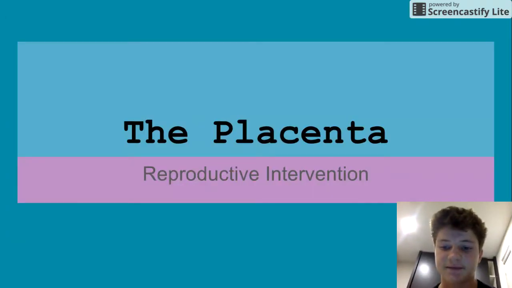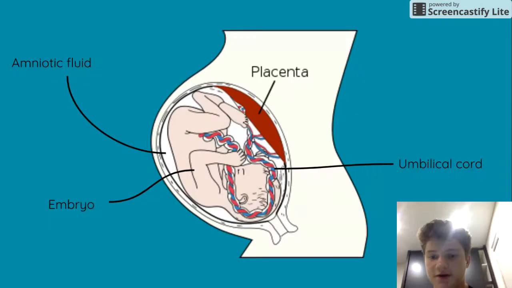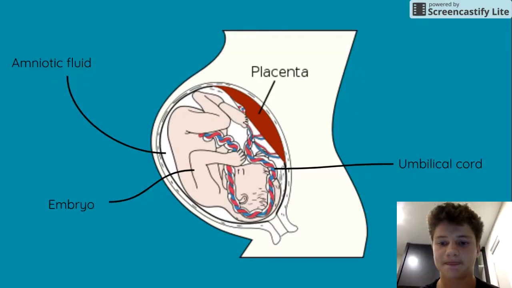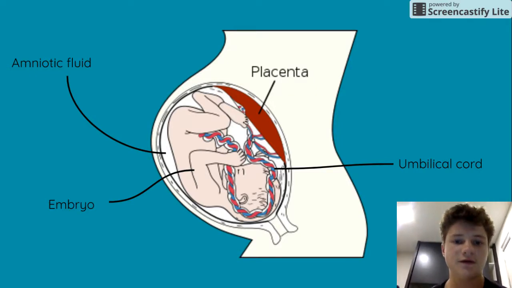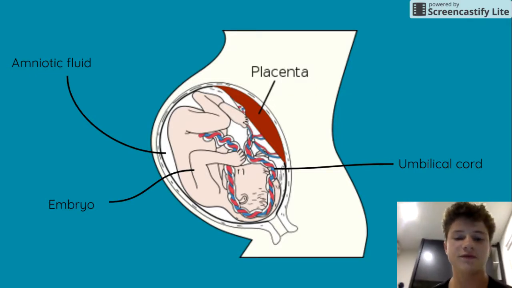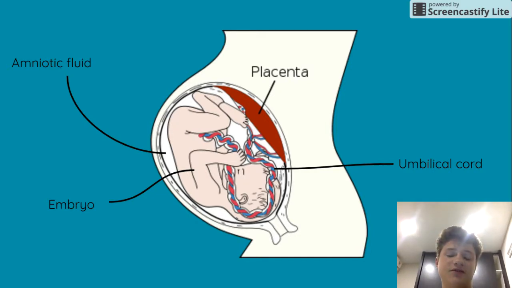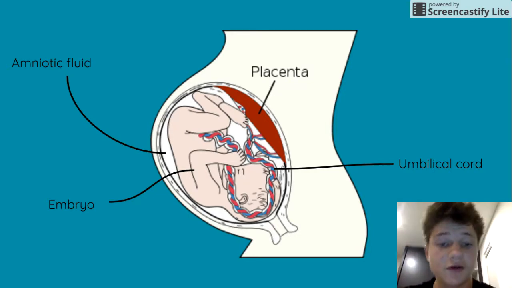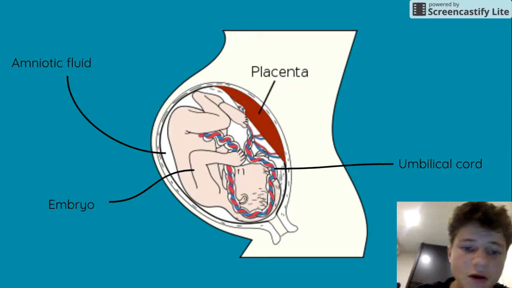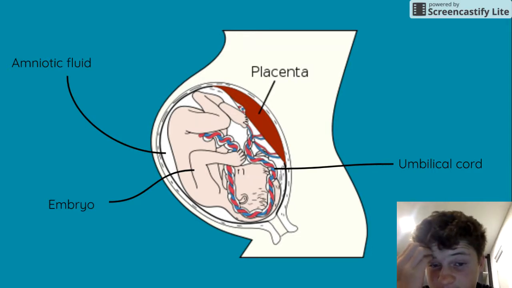The placenta of the overpopulators. So here's a diagram of the placenta, and here we have the amniotic fluid, which protects the fetus from bumps and shocks and also maintains a constant temperature within the placenta.